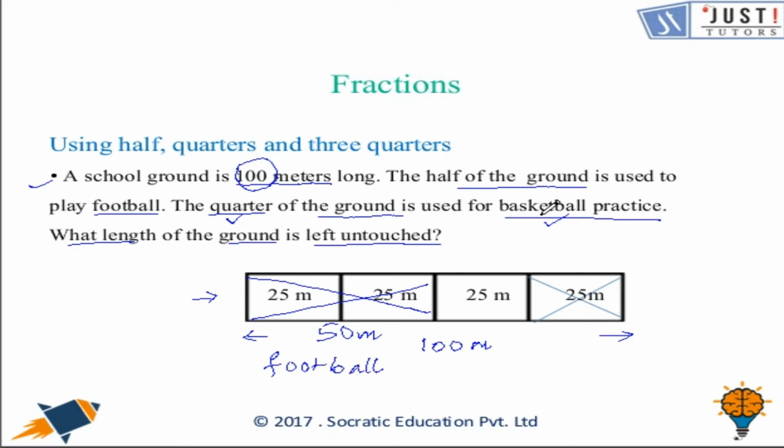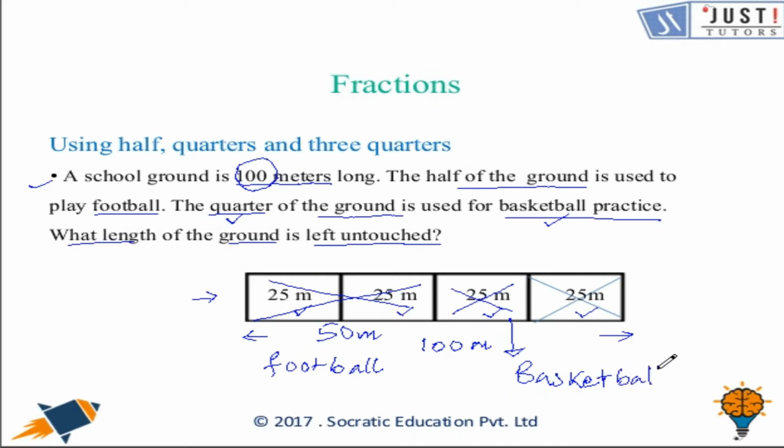And the quarter of the ground is used for basketball practice. Now to work out quarters, you need to split this total bar into 4 equal parts. So 4 equal parts will have to be split out here. So that means 25 meters will occupy each of the parts here. So this one is already used for football, and this little 25 meter part is used for basketball practice.